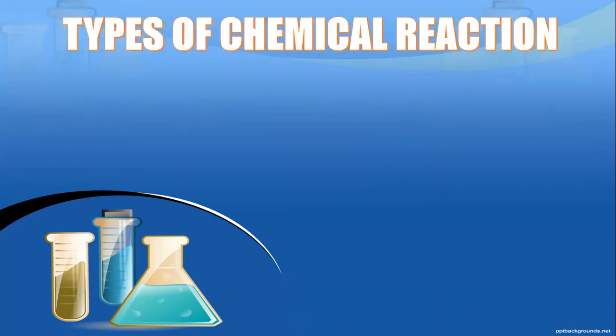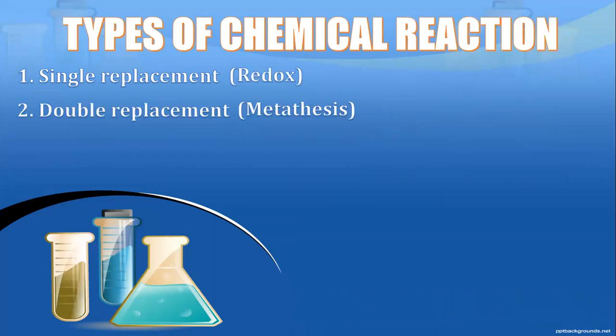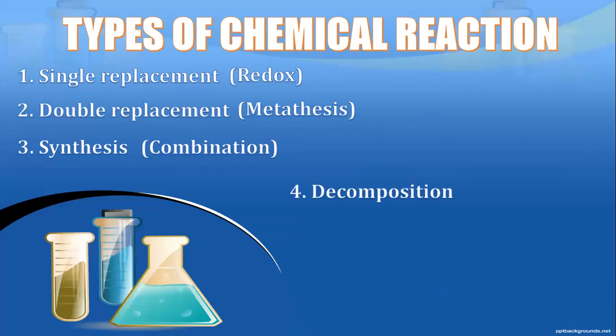We have different types of chemical reactions. The first is the single replacement, also called redox. The second is the double replacement, also known as metathesis. Third is the synthesis or combination reaction. Fourth is decomposition. And lastly is combustion.